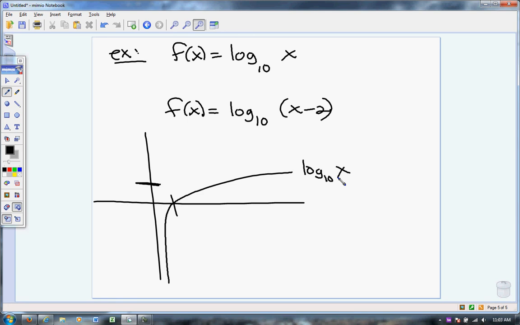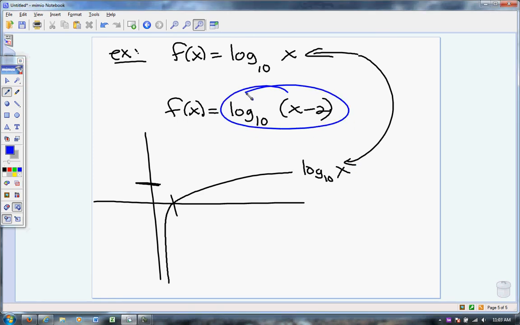So if this is the graph of log of x, what do you think is going to happen with this one? Where's it going to go? What have we learned about transformations? It's going to go 2 units to the right. All right? So it's going to go through 3. This would be log base 10 of x minus 2. Notice something. There is a vertical asymptote right here at x equals 0.